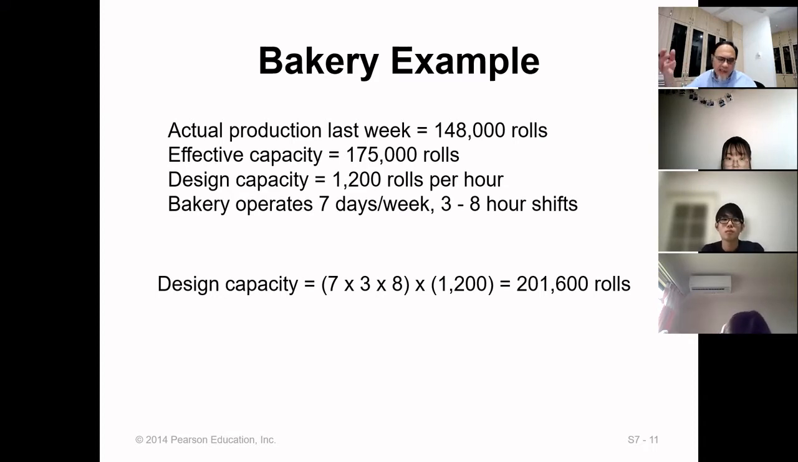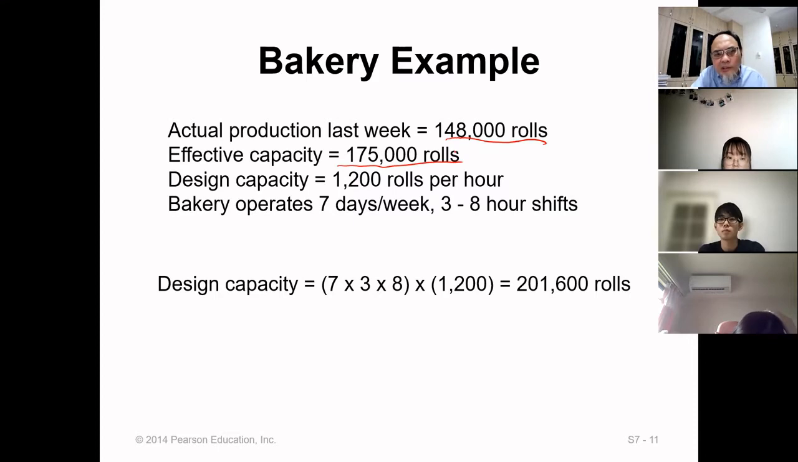You just get the number of products produced. Last week the company produced 148,000 rolls. So this is the actual production of last week. Now, the effective capacity is 175,000 rolls. They have done some calculation and they have deducted from the design capacity the maintenance time and so on.